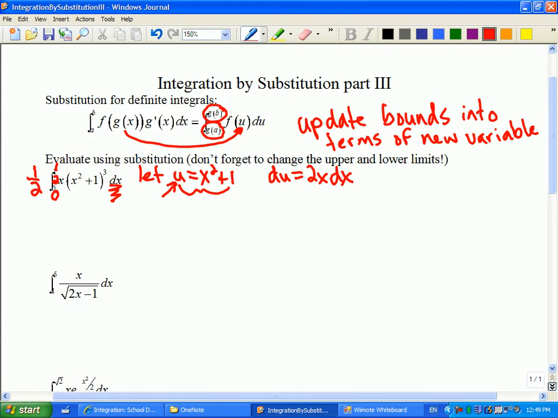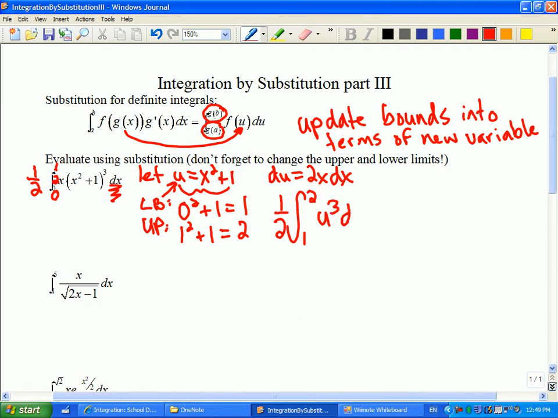So the new lower bound is going to be, stick in x equals 0, and I get 1. Stick in x equals 1, the upper bound is going to be 1 squared plus 1, which is 2. So now I can rewrite this integral in terms of u. It'll be the integral, this time, it goes from 1 to 2. It does not go from 0 to 1 anymore because I've changed the variable. It's going to be u cubed du.